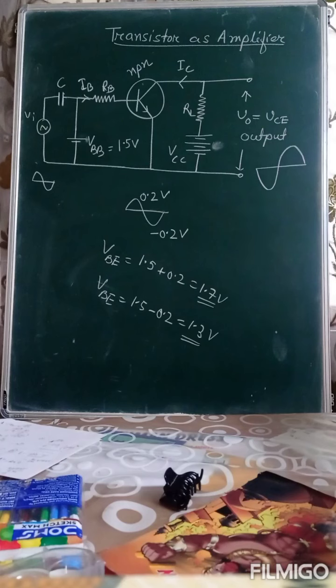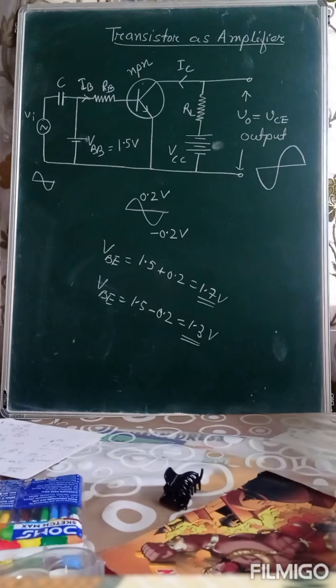In language we will say: as the signal is applied to the base emitter junction, hence forward bias, base emitter voltage changes periodically, due to which base current and hence collector current also changes periodically.